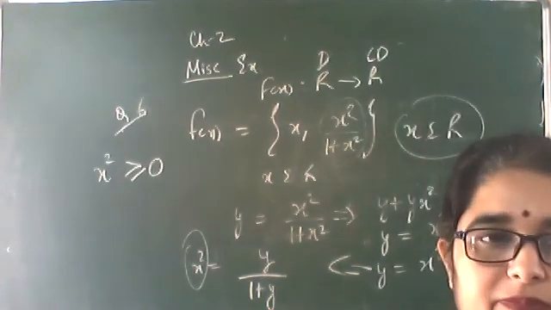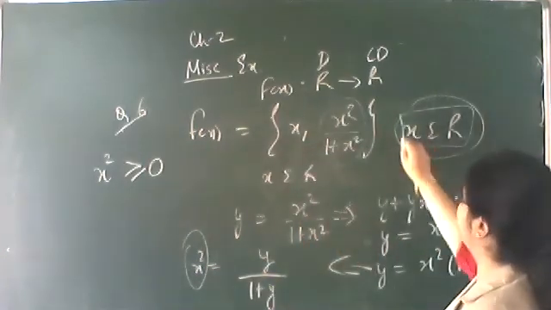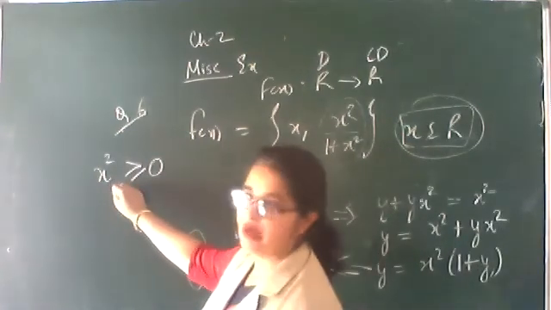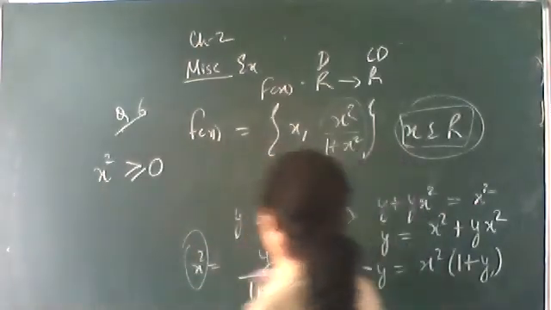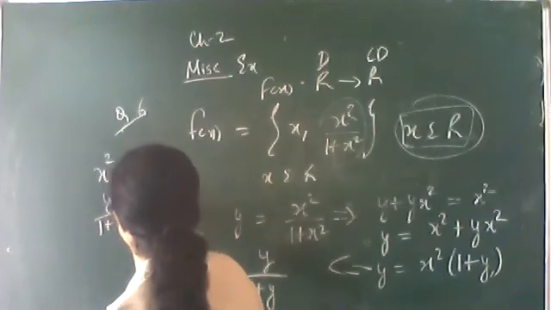Just see what you have. If x is a real number, then what can you say about x square? The square of any number will always be positive or greater than or equal to 0. So we can say y upon 1 minus y will always be greater than or equal to 0.